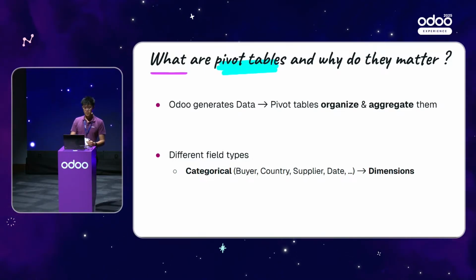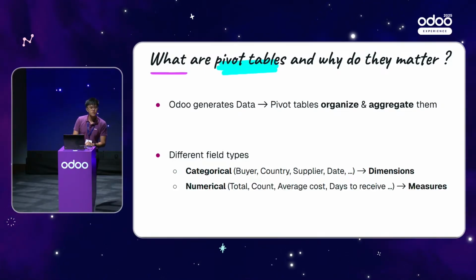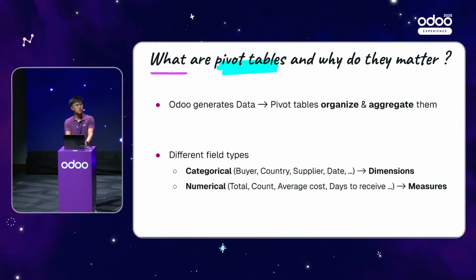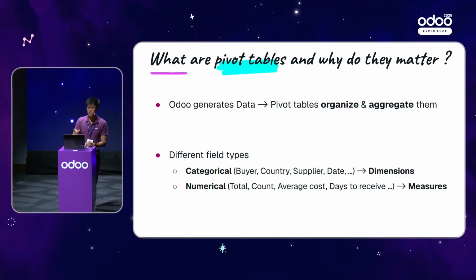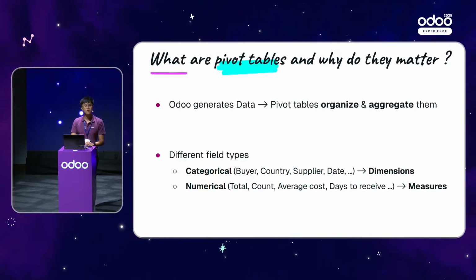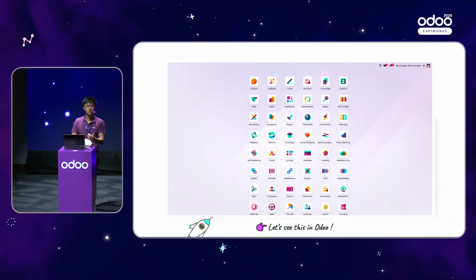Okay? Then you also have numerical fields. Numerical fields are like the count, the total, the average cost, something that has a number attached to it. And these will be measures of the pivots. So for the intersection of a specific date and a specific product, let's say, you would have a total. The intersection is the measure. All right? I think that's enough theory. Let's directly jump into Odoo to see that together.